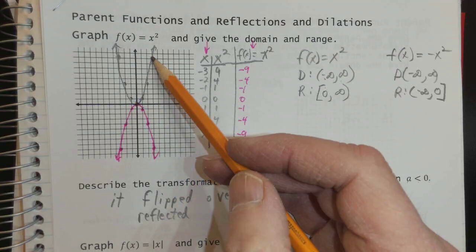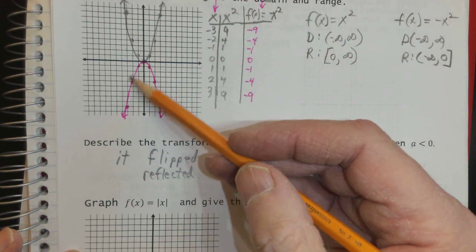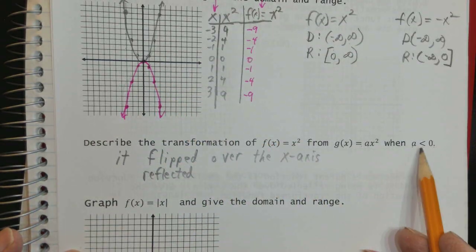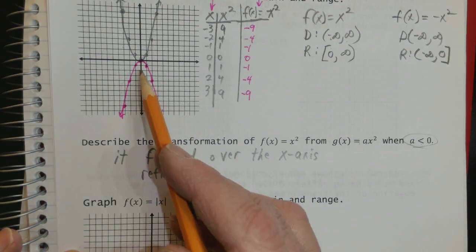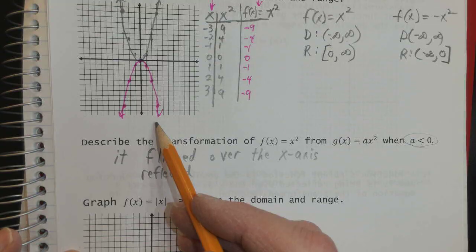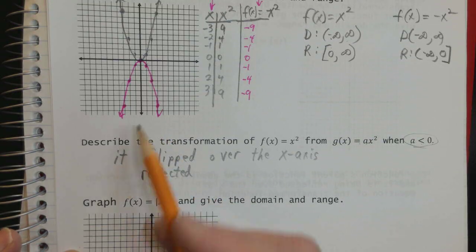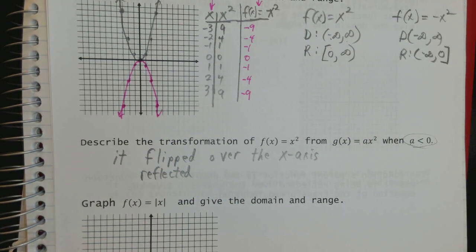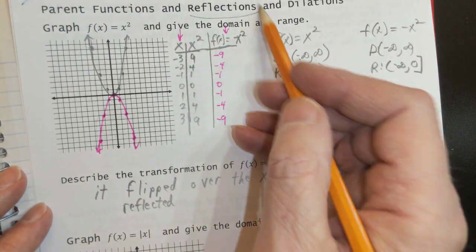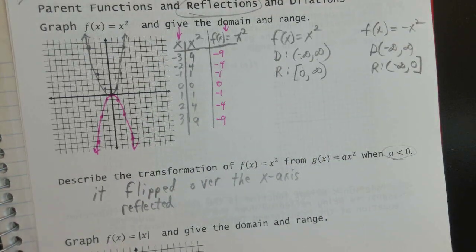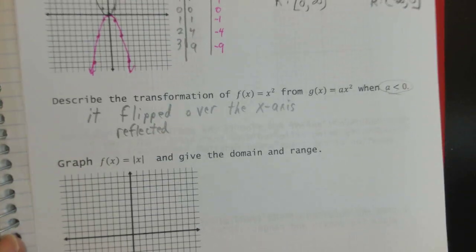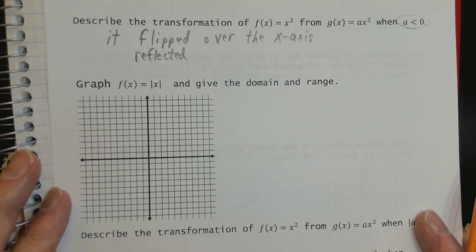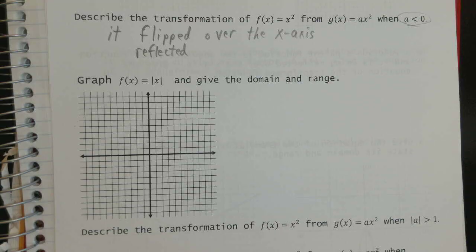All right, so when you have a positive, this thing's opening up. If you have a negative coefficient there, a is less than 0, that's a negative number, right? It's going to open down. All right? Okay, that's the one thing, that's a reflection that we're talking about. Okay, now we're going to talk about dilations a little bit.